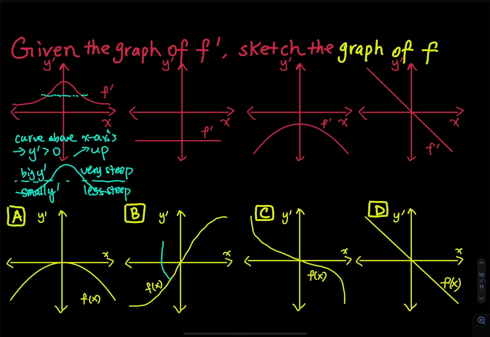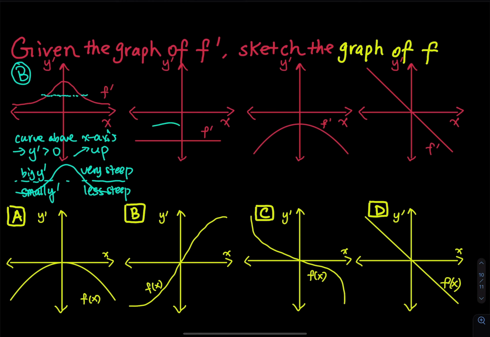When the x values are close to 0, do we agree that this is much steeper compared to this region and this region? So that's why for the first graph, the correct answer is B. So this is f prime, and then the correct f of x is graph B. Let's take a look at the next graph.